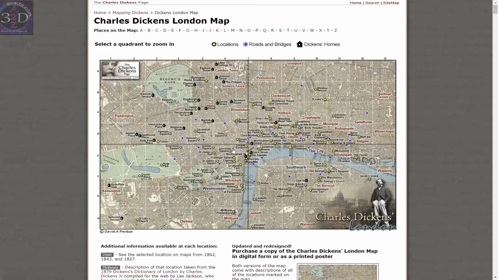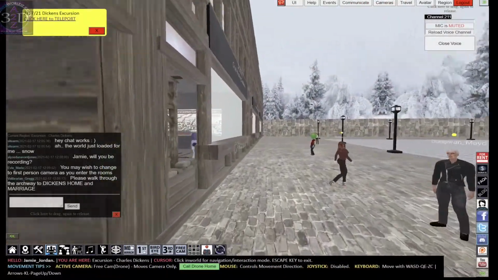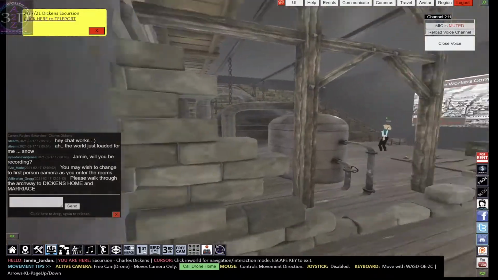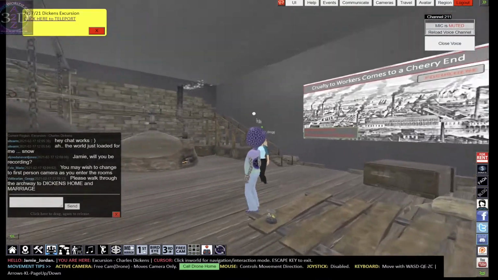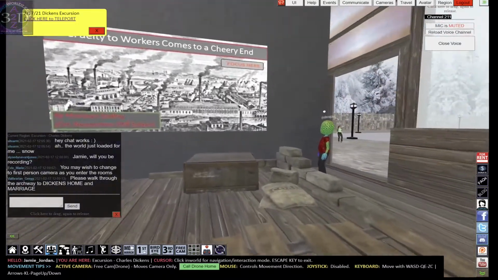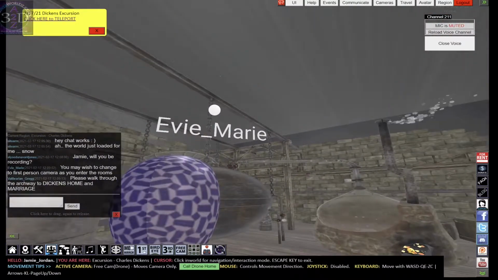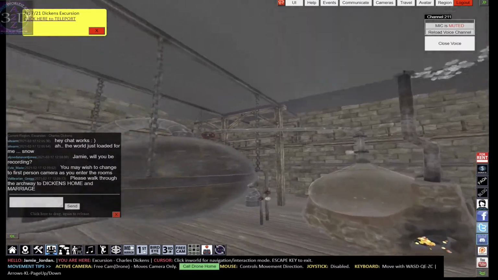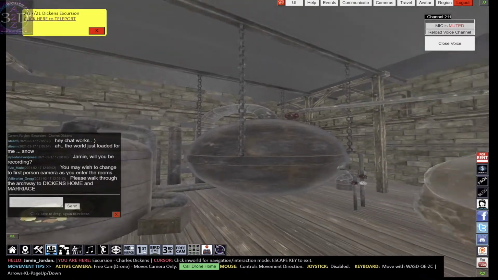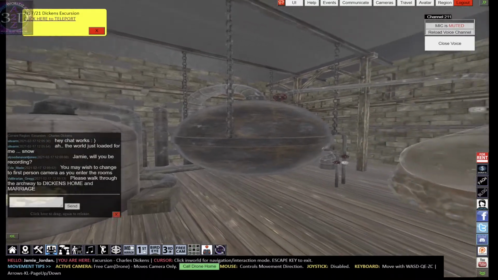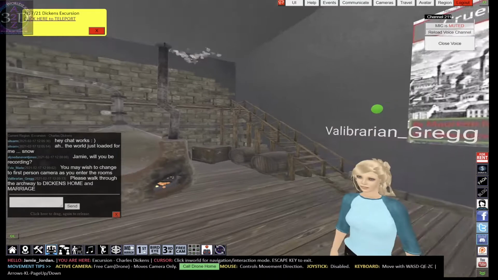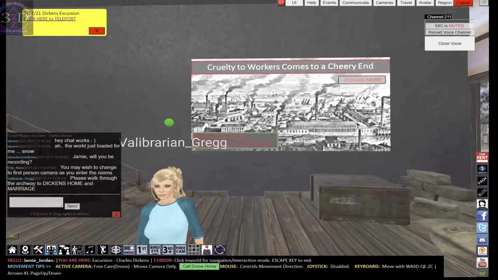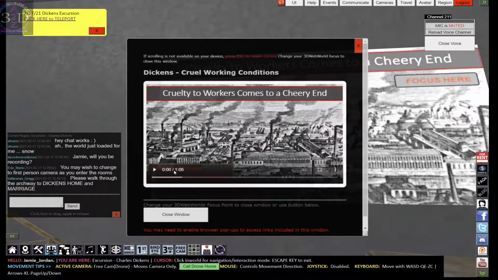Our next one is Dickens' Cruel Working Conditions. This one was done by one of our reference librarian volunteers. I love what you've done in here, Evie, to show a little bit of what it was like with all this machinery and the Industrial Revolution with fire. Dickens himself had to work hard as a child. When he was 12 years old, he was working long 10, 12-hour days in a blacking factory.